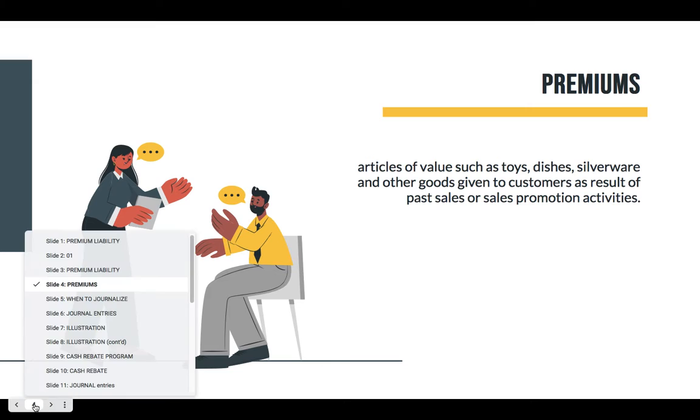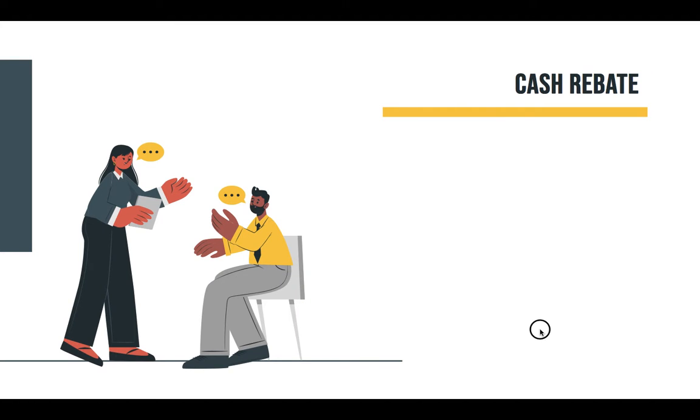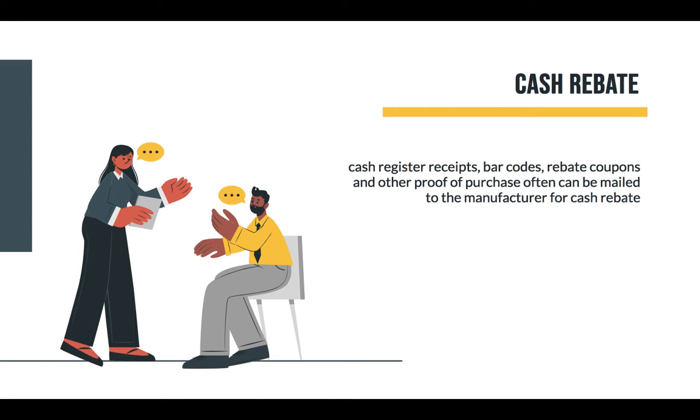premiums. Okay, so now we need to go to the second type, which is the cash rebate program. Under the cash rebate program, the customer will be refunded an amount stated on the coupon. Usually they use cash register receipts or barcodes, rebate coupons, other proof of purchase. Often can be mailed to the manufacturer for cash rebate.